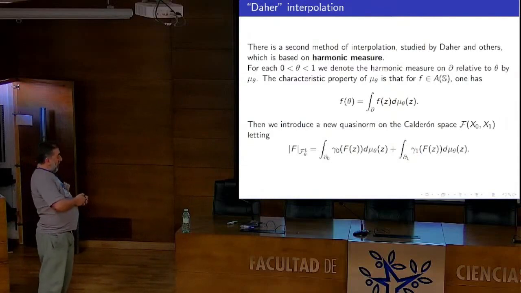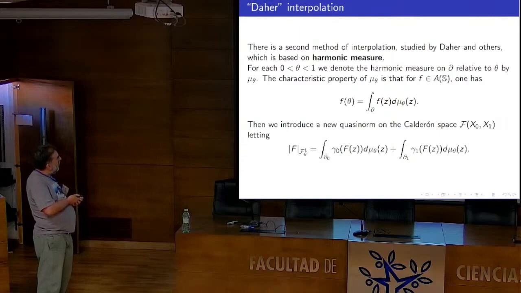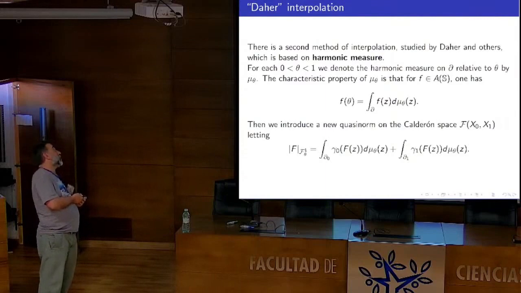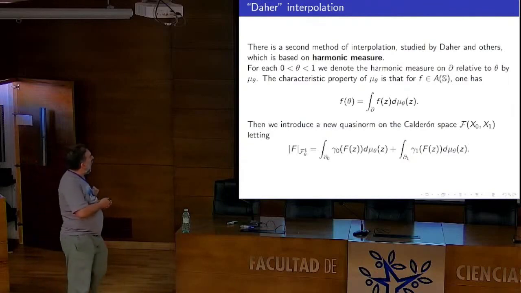Then we can take the same function space as before and put there a different quasi-norm, which is an integral norm. So we take the function, put the L1 norm with respect to harmonic measure on the left border and the same on the right border, and then we sum, and you obtain a different quasi-norm.